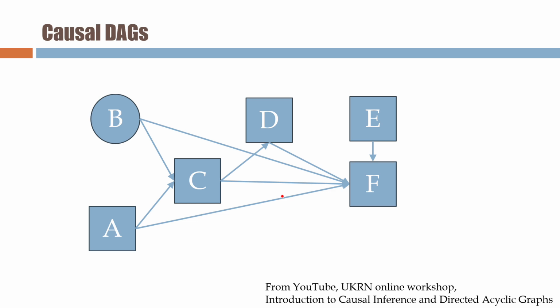It can be really complicated. So B causes C and B causes F, A causes C and A causes F, C causes D and F, and then D causes F, and E causes F also.